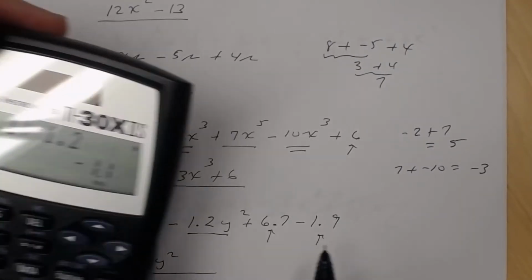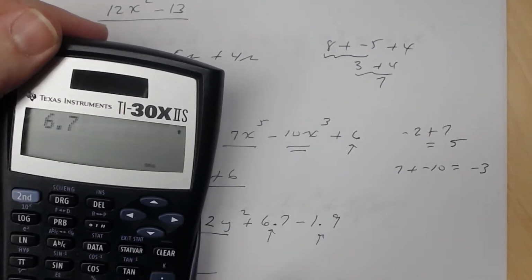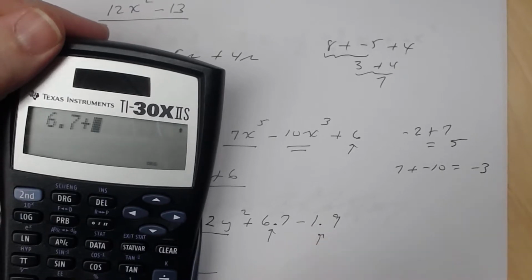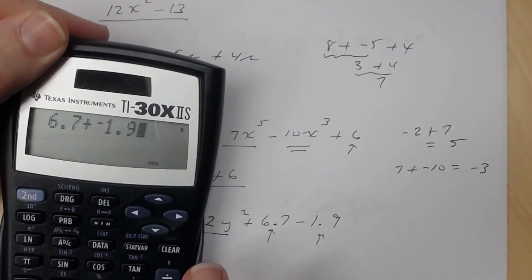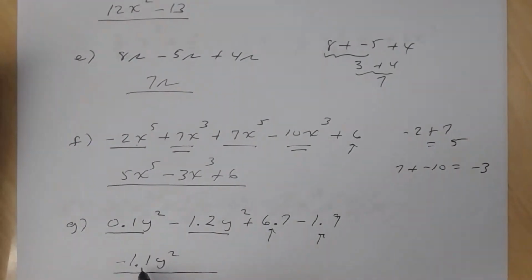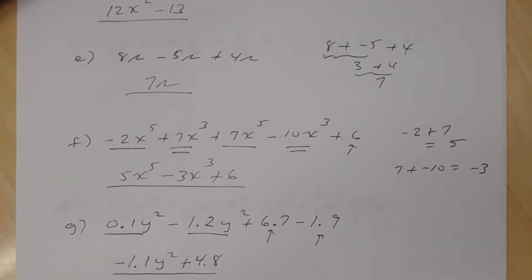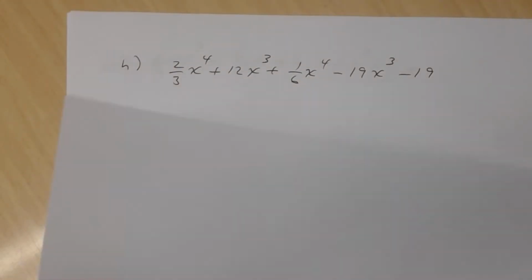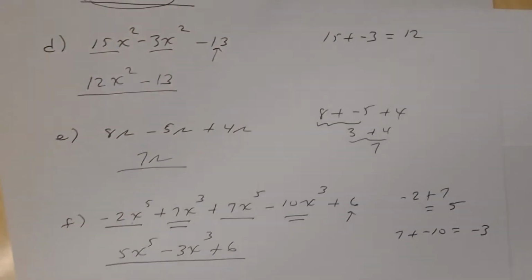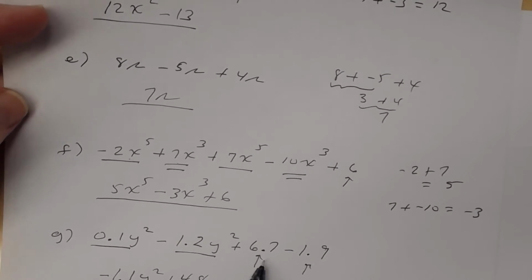Okay, now your constant. Go ahead and clear this. So 6.7, a positive 6.7, plus a negative 1.9, equal, and then positive 4.8. So I get negative 1.1y squared plus 4.8. And that's it. It's in descending order, from largest exponent to smallest. All right, let's look at the next one. Okay, so if they're decimals, just use your calculators. It's much quicker to use your calculator.